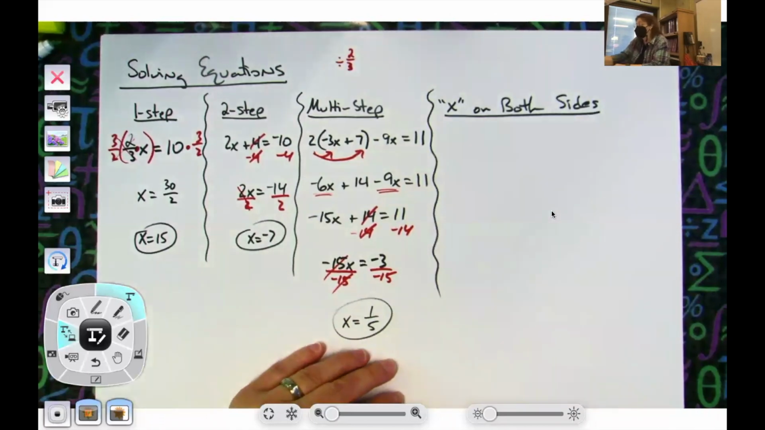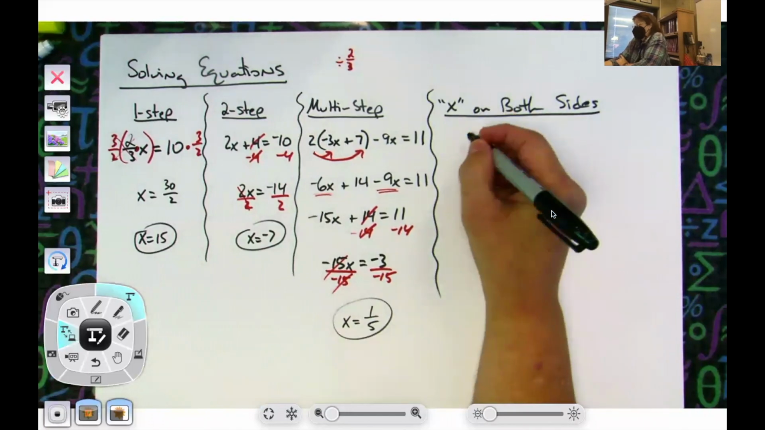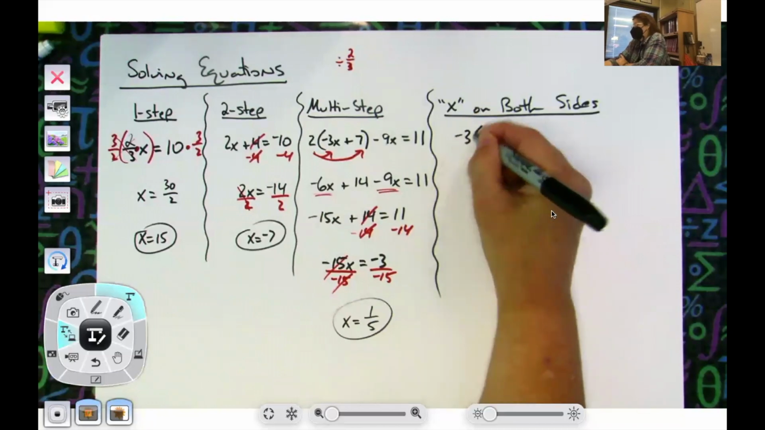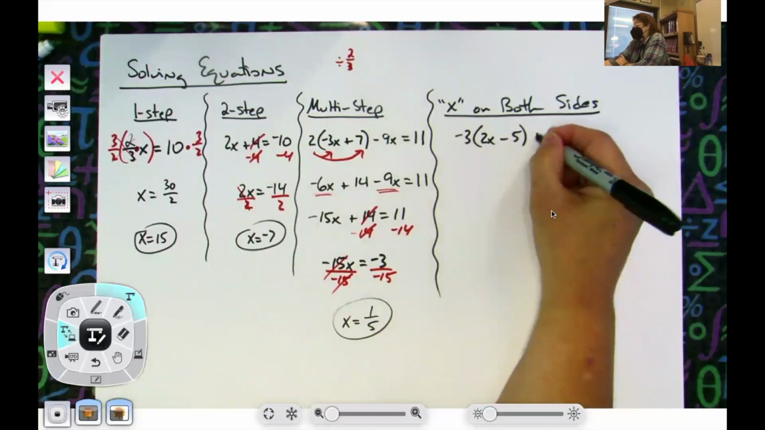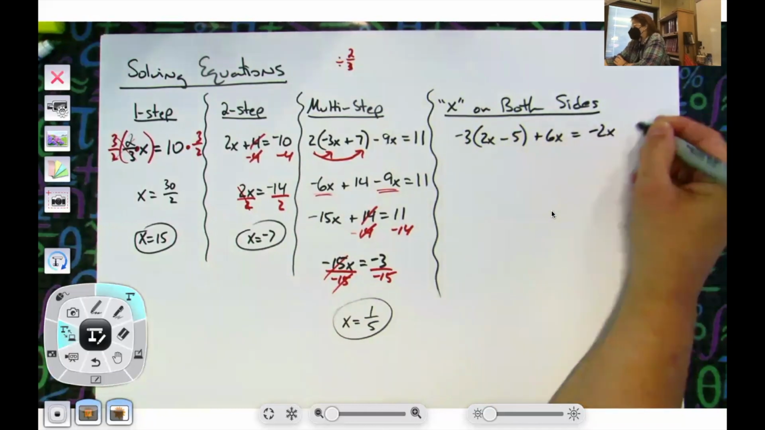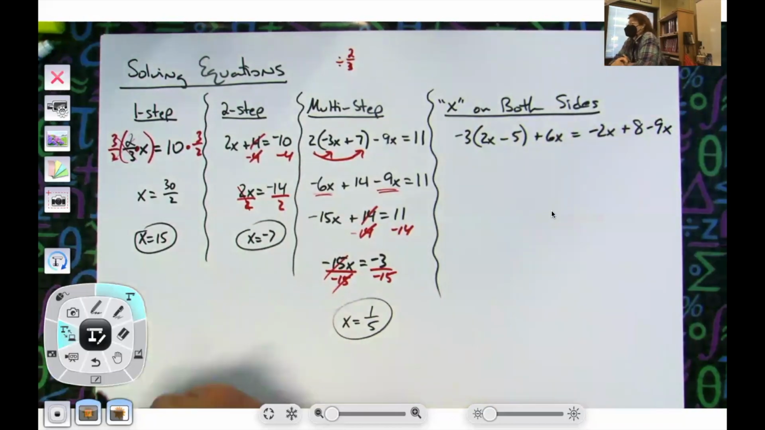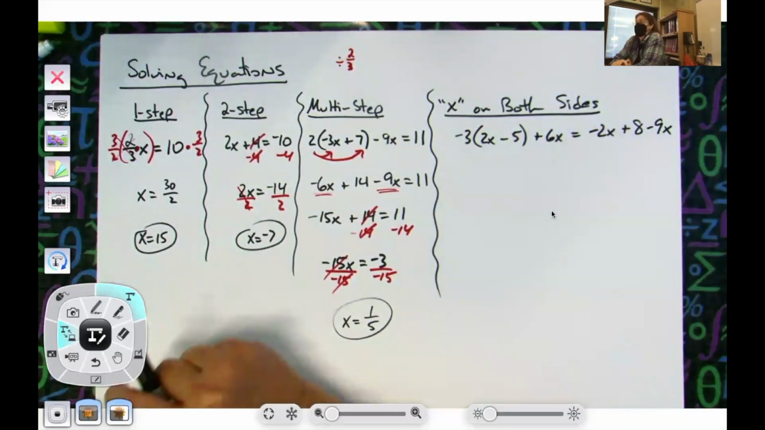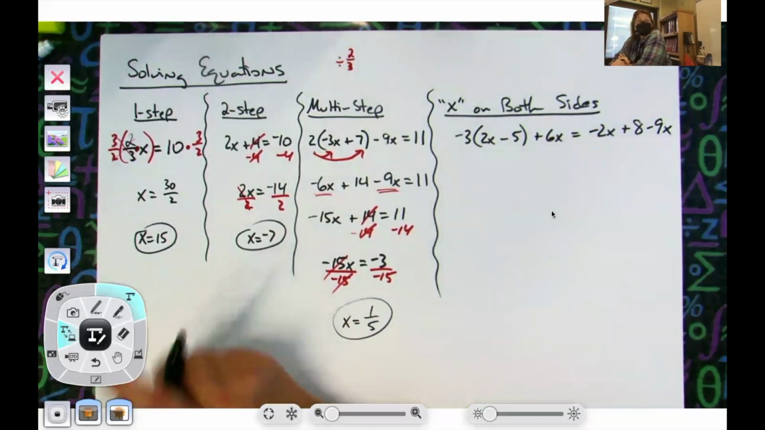Yes. Okay, good. All right, so again, I'm going to try to make this not turn out so nice. I could put distributive property in it. I could put some combining like terms in it. So I could do a negative 3 times (2x minus 5) plus 6x equals negative 2x plus 8 minus 9x. Yes, I'm just randomly making this up to see how horrible I can get. And I can make these as long as we need to. You do one thing at a time.